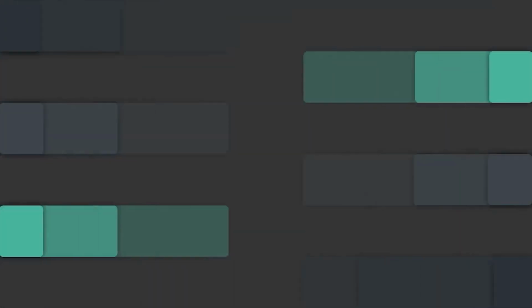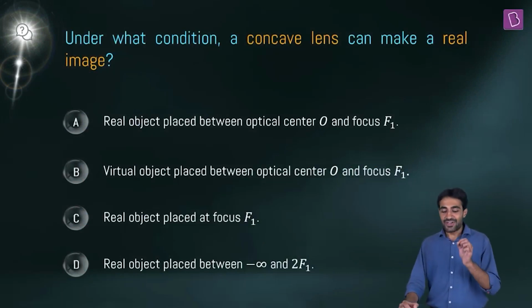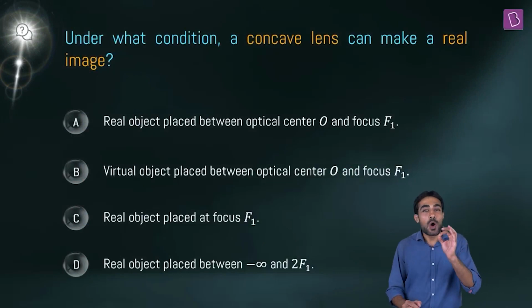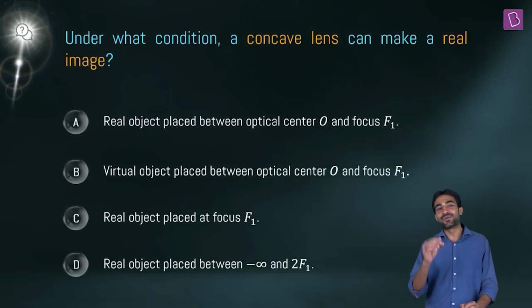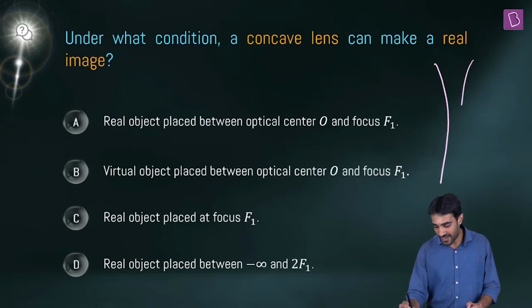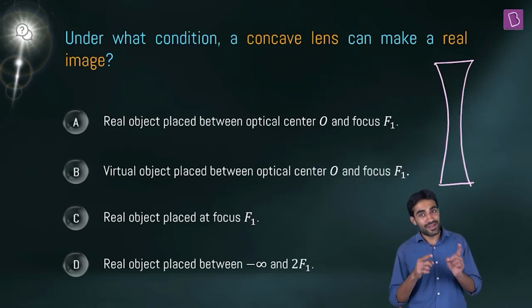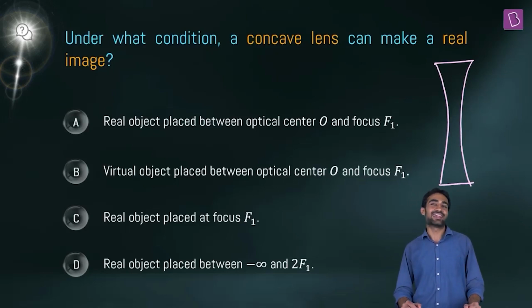Let's have a look at this amazing question. Under what condition can a concave lens make a real image? Oh, so we want to use a concave lens. This is a very beautiful concave lens. It is placed in vacuum. Now, can this lens really make a real image? We will find that out.